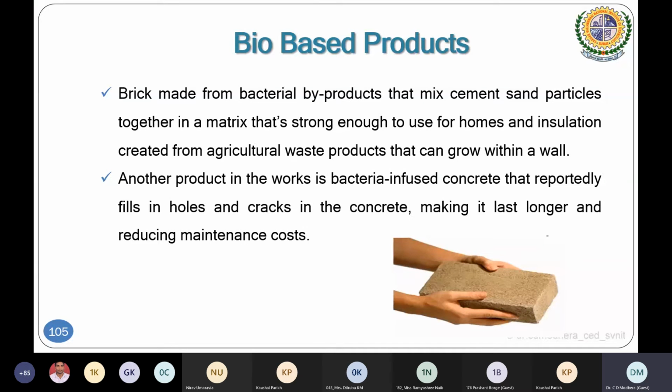So bio-based product is also important. So brick made from bacterial byproduct that mixes cement, sand, particles. So another product in work is bacteria-infused concrete that reportedly fills in the holes and cracks in the concrete, making it last longer and reducing the maintenance cost.